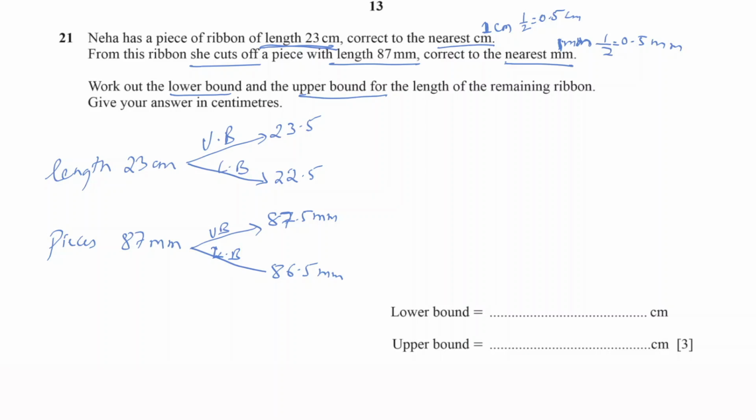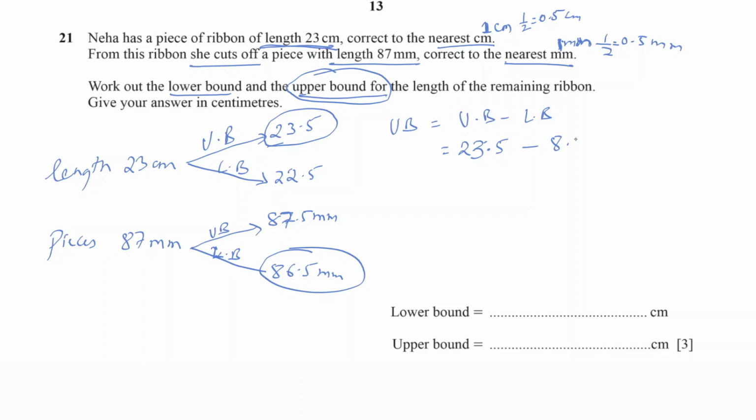So to get the upper bound, let's first find it out. I want to find out the upper bound of the remaining ribbon. So upper bound is what? Upper bound of the total length minus lower bound of the piece. What is the upper bound here? Upper bound for this case is 23.5, and the lower bound for the piece is 86.5. I hope you understand what is going on.